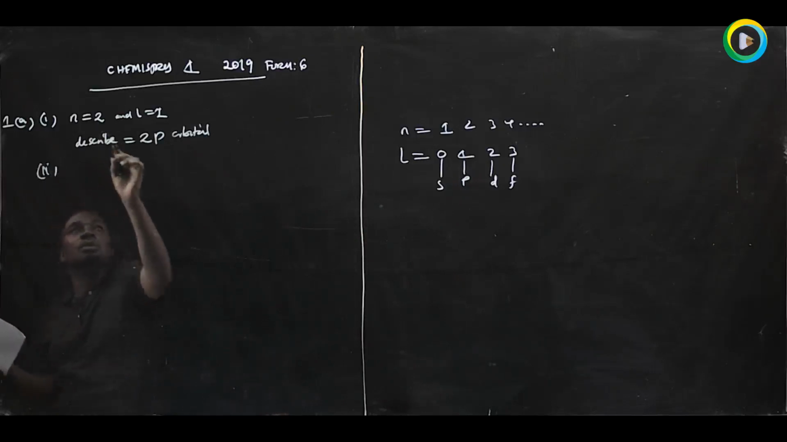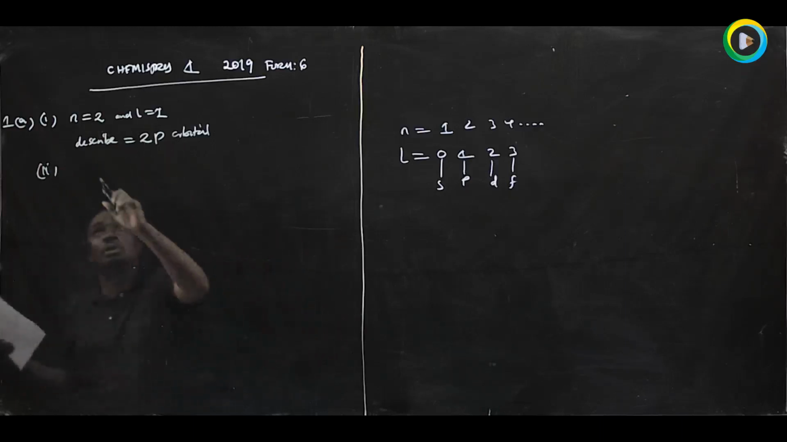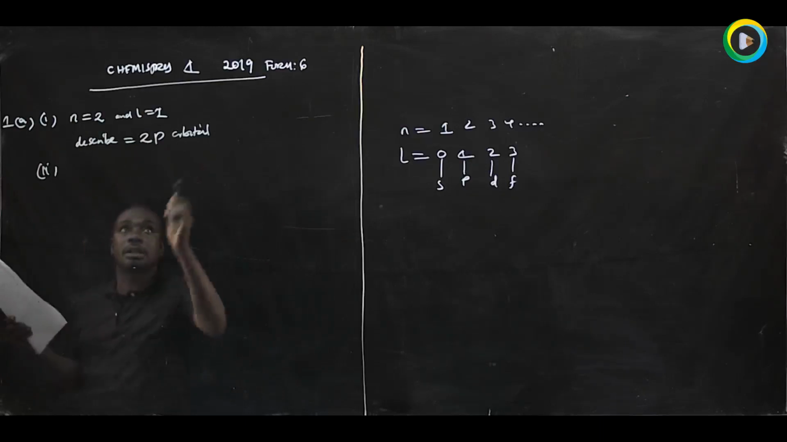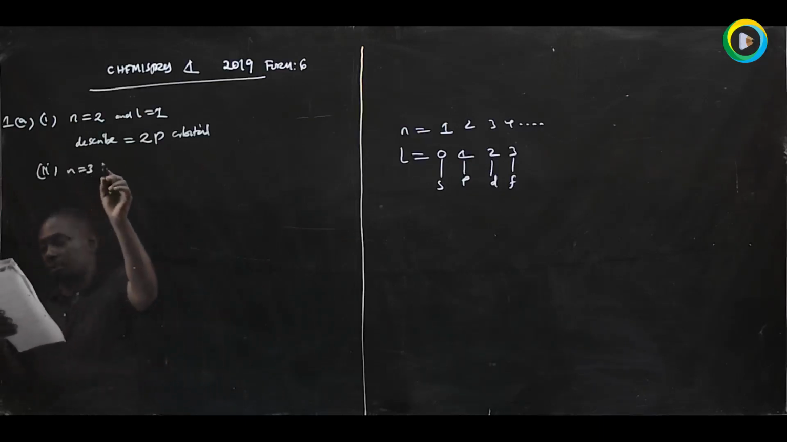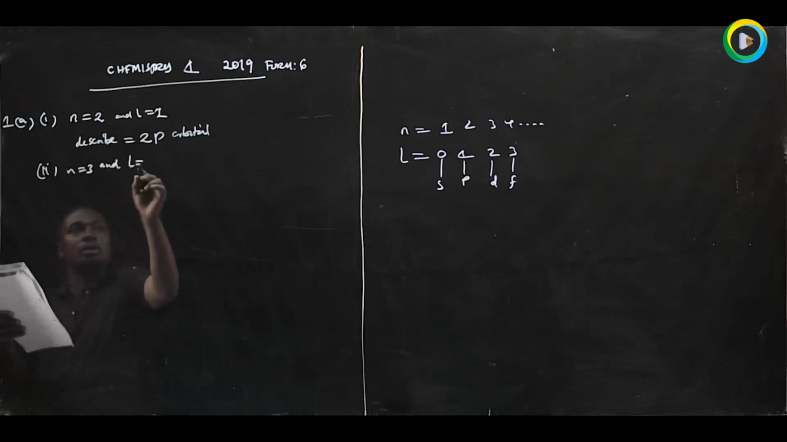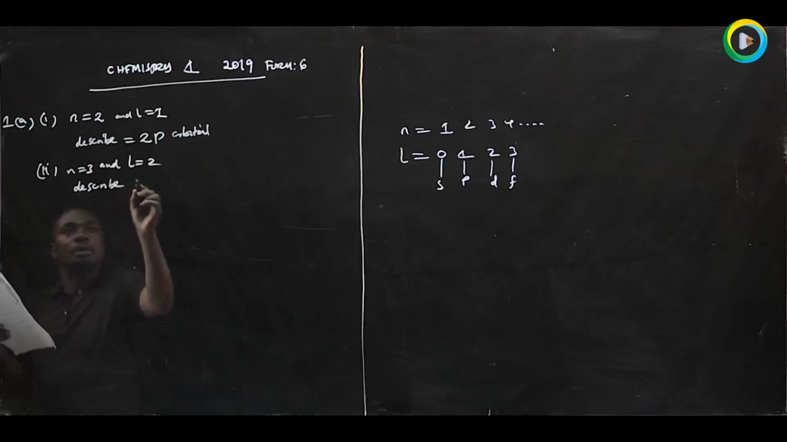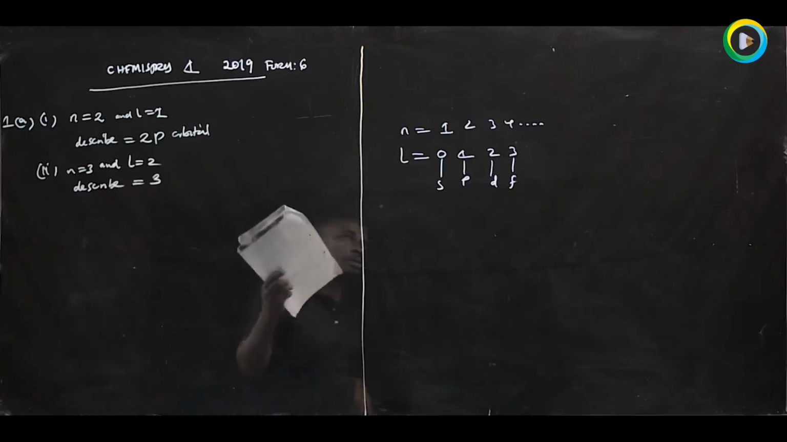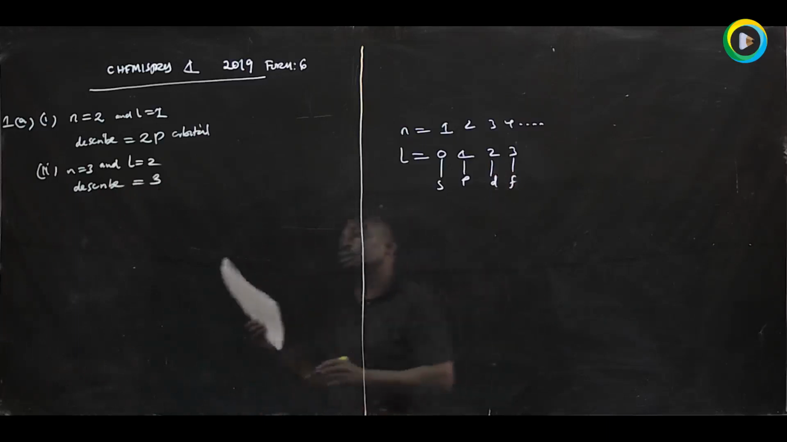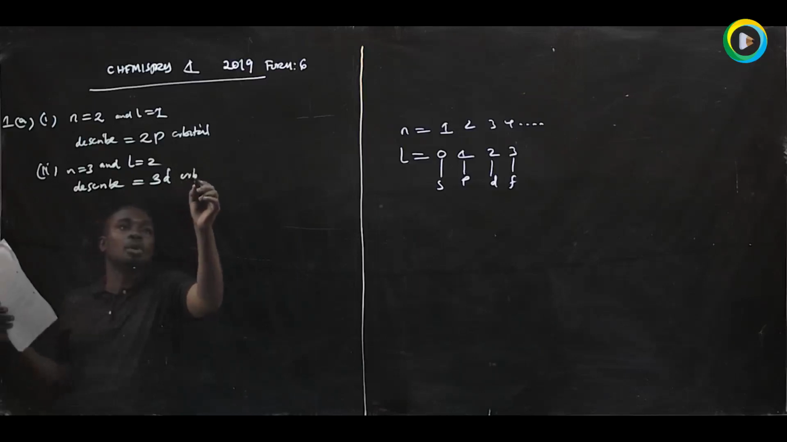N is equal to 2 represents shell number 2. Now L is equal to 1 represents P orbital. So N is equal to 2, L is equal to 1 describe the 2P orbital. Next, N is equal to 3 and L is equal to 2. This describes shell number 3 and the subshell represented by L is equal to 2, known as D. So it describes the 3D orbital.